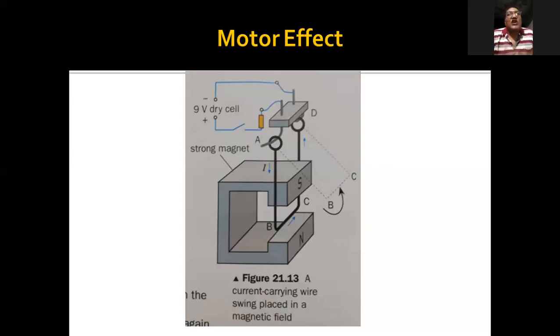This is called motor effect. Motor effect means if you have a current carrying conductor and you place it perpendicularly in a magnetic field, the conductor will experience a force. So this experiment shows that force. I hope that is clear to you.